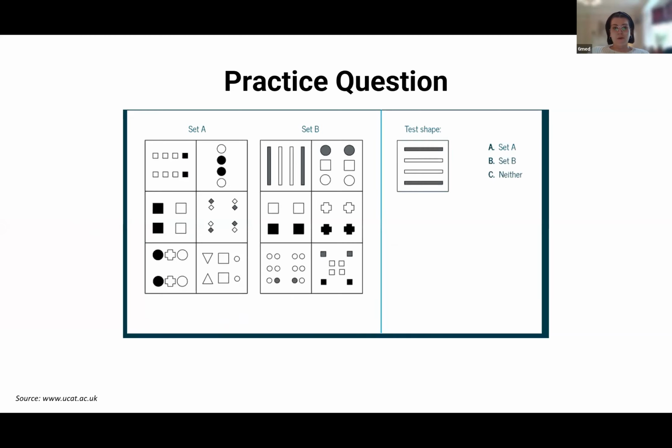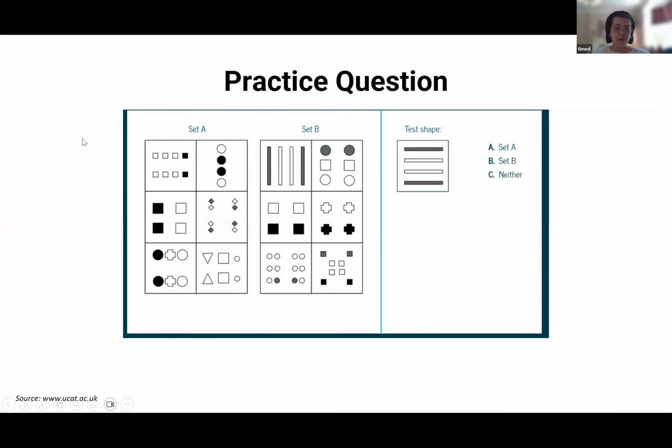So this is an example of the most common question layout. I chose this one because it's really simple. I hope all of you can see what the pattern is here. But just so you can get an idea of how they'll ask these questions, they've given you two sets of shapes and each of the sets follows a rule. And quite often the rule for these two sets will be different, but will be kind of similar.